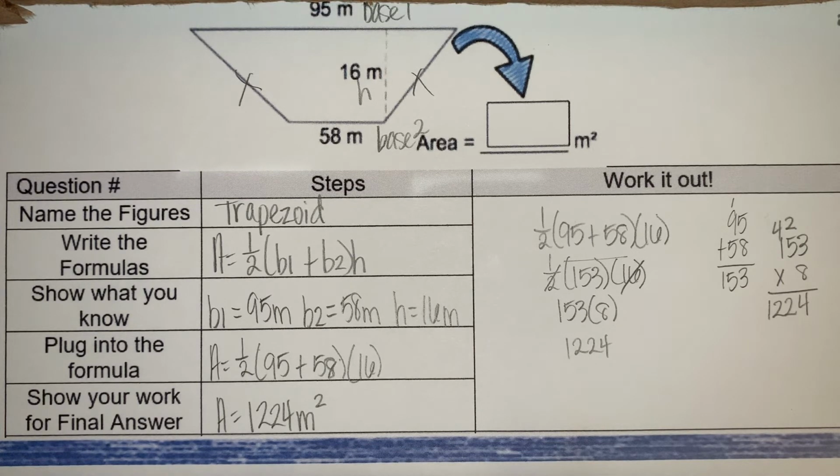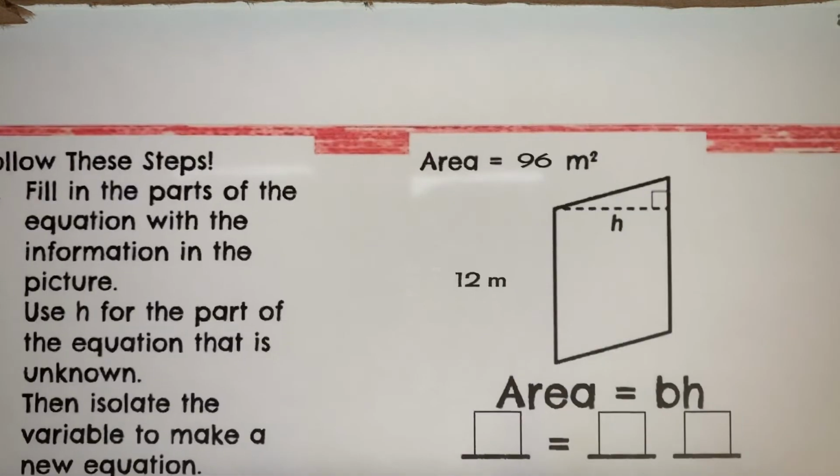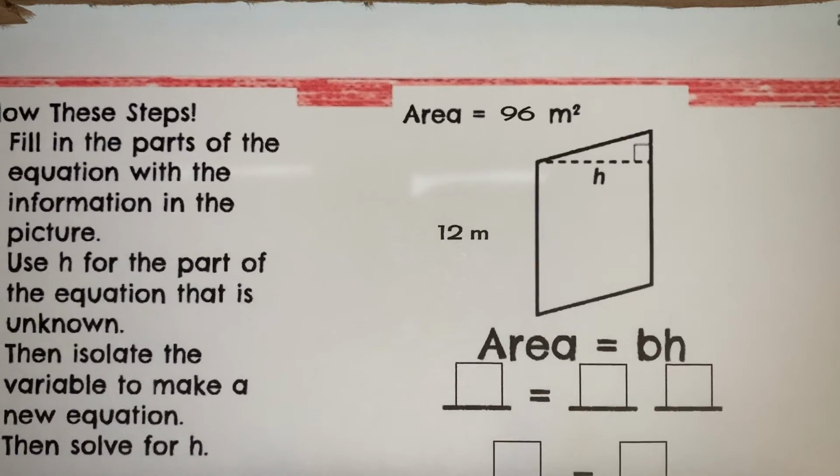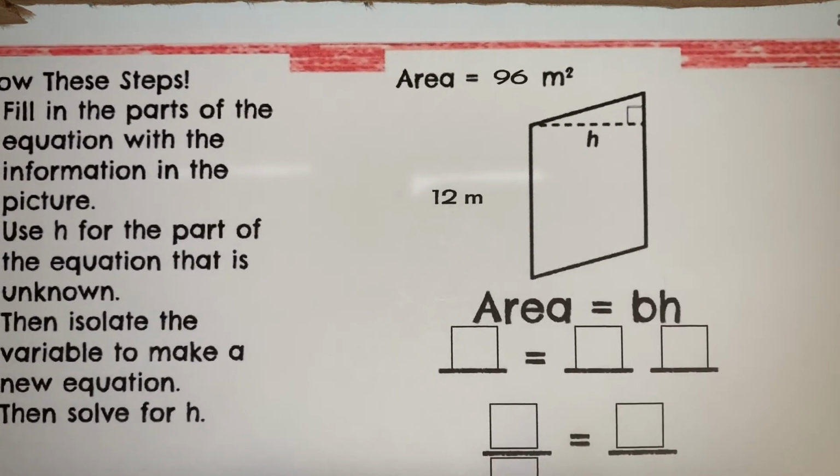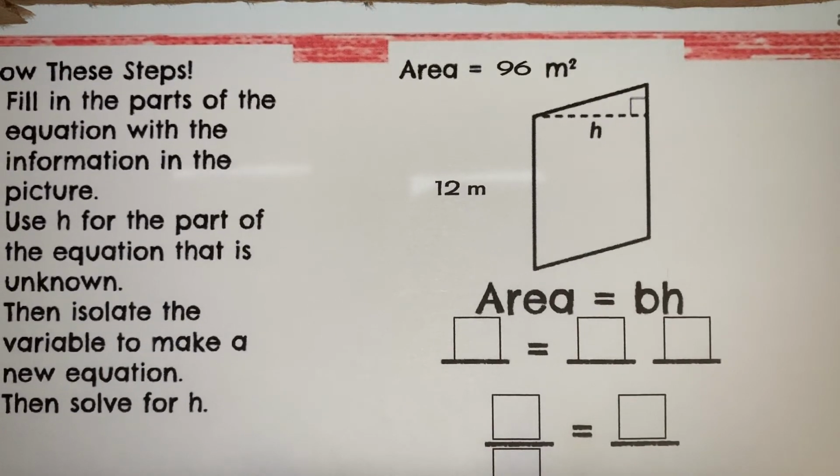We did squares, rectangles, parallelograms, triangles, and trapezoids. There's one other way that you need to look at area, and that's when they give you the area of a shape and you have to find the missing part.